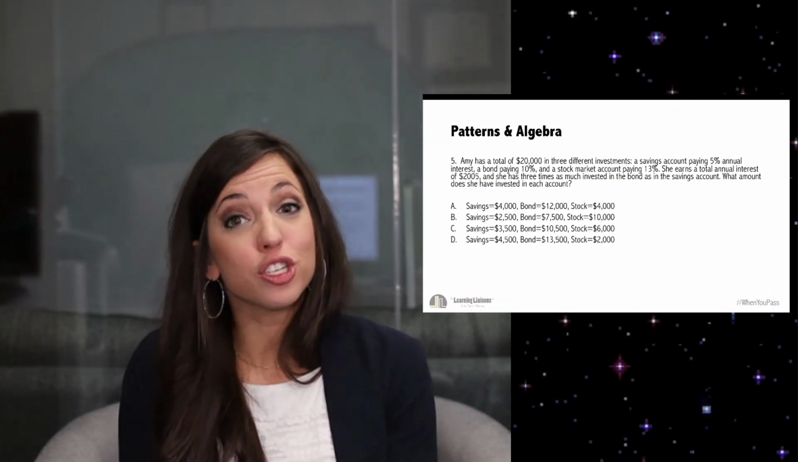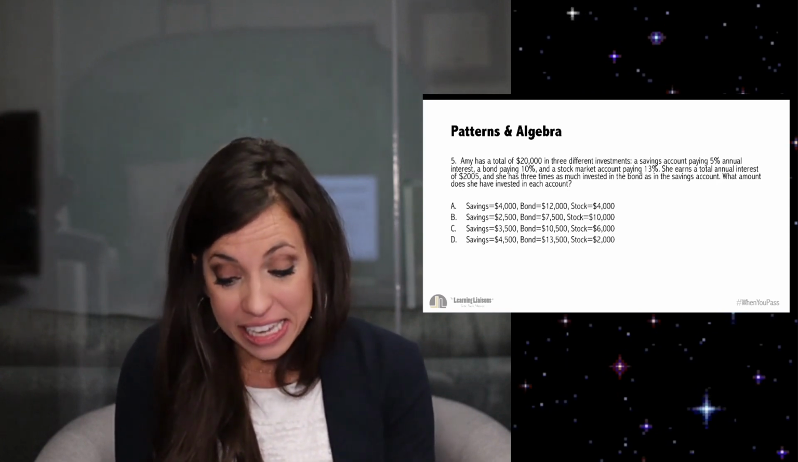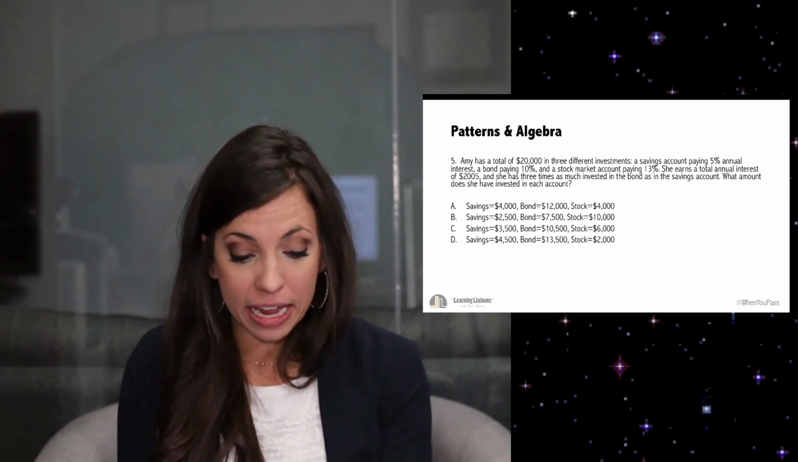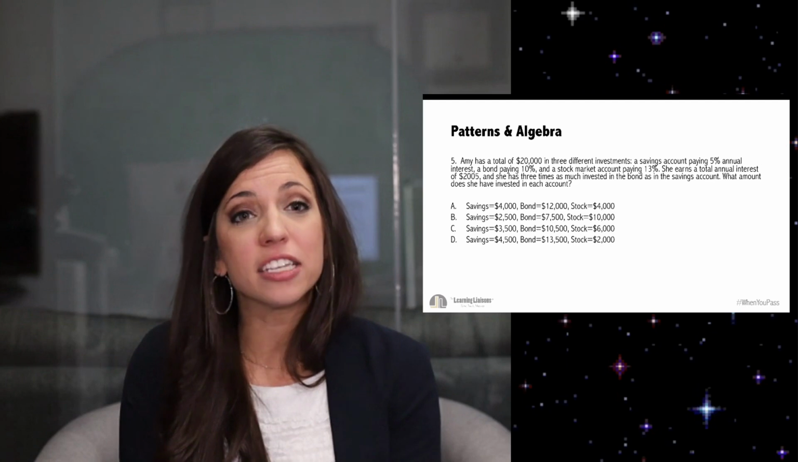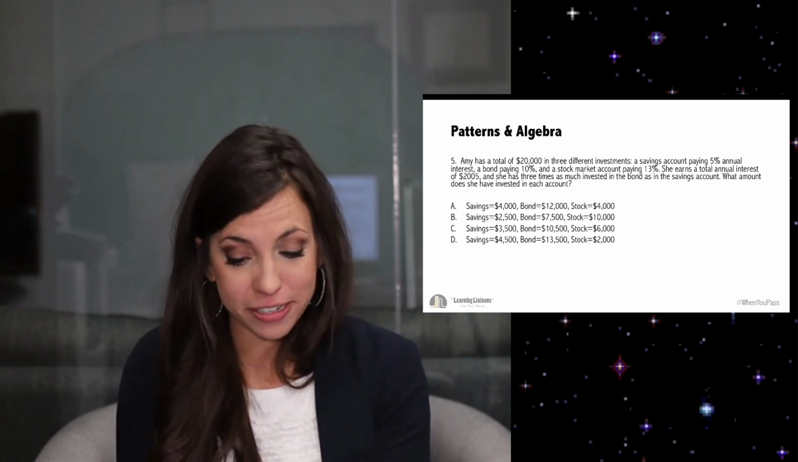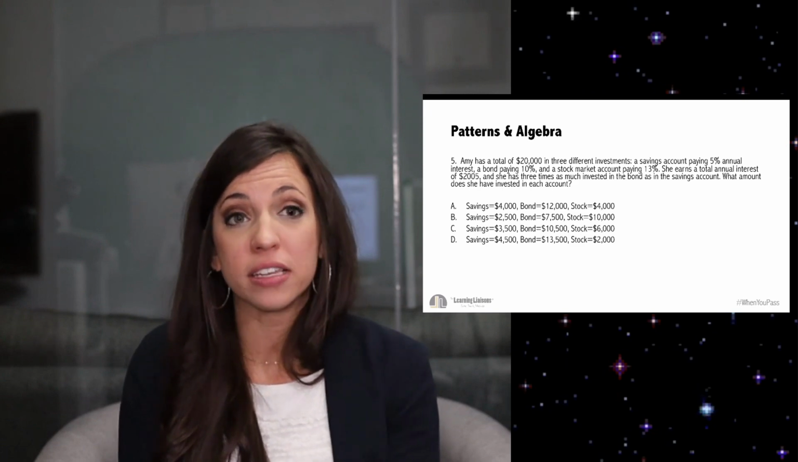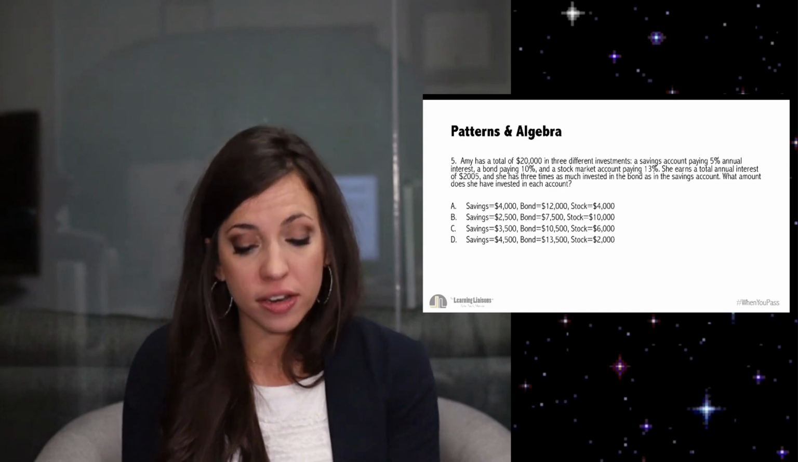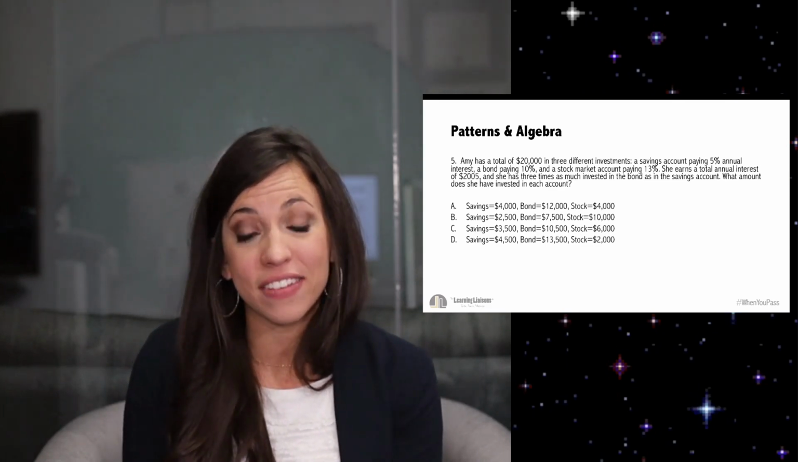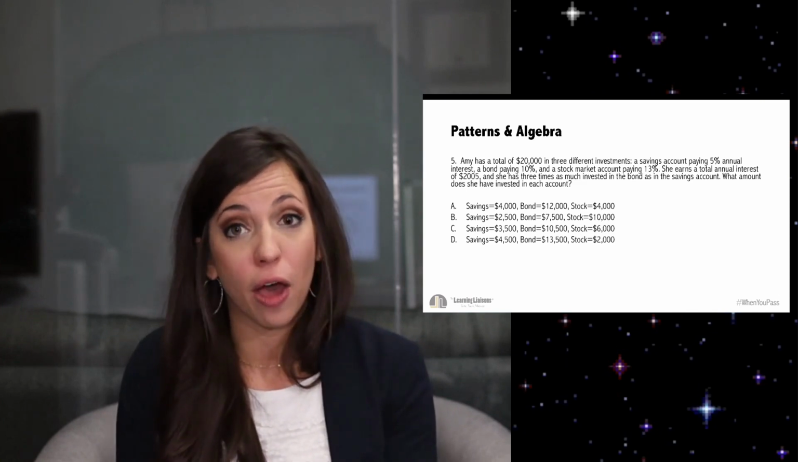Excellent job. Number 5. Amy has a total of $20,000 in 3 different investments. A savings account paying 5% annual interest, a bond paying 10%, and a stock market account paying 13%. She earns a total annual interest of $2,005, and she has 3 times as much invested in the bond as in the savings account. What amount does she have invested in each account?